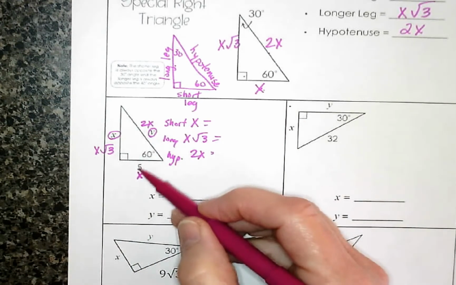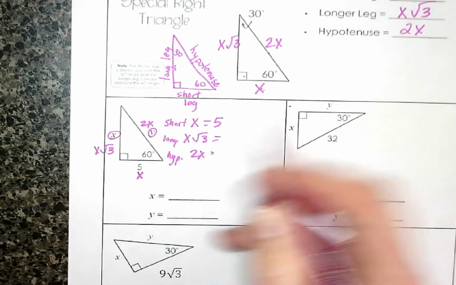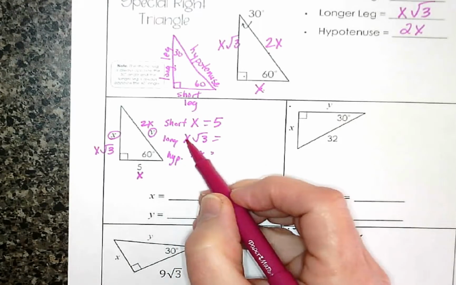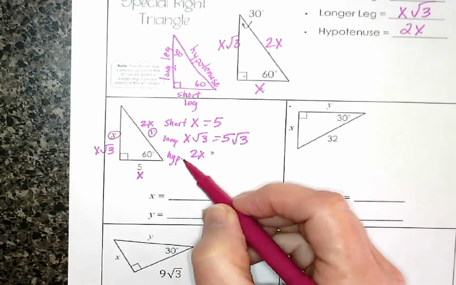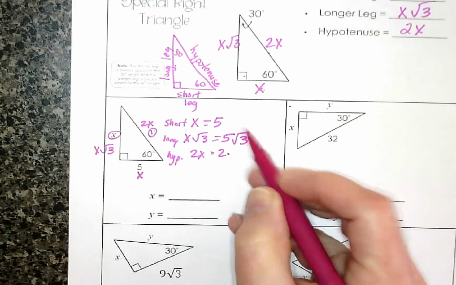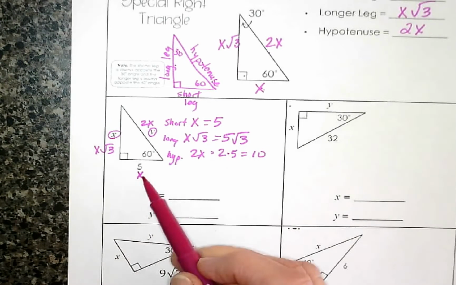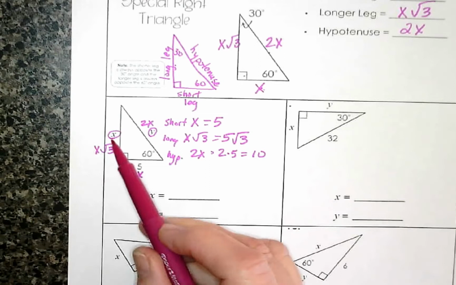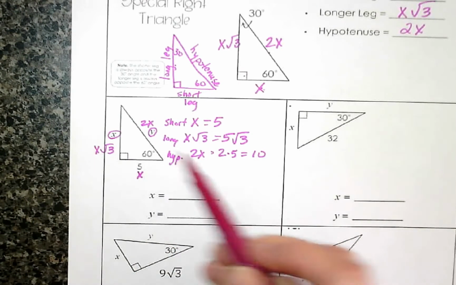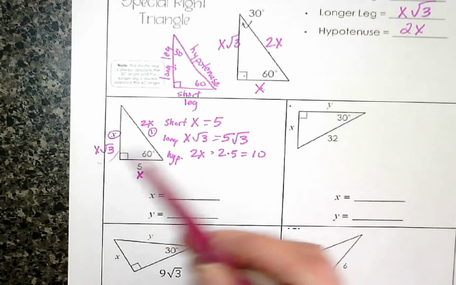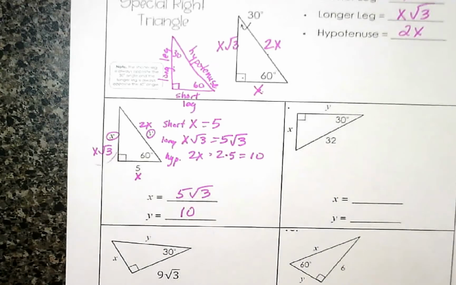So on this problem, I know x, which is 5, the short leg. I know to find the long leg, I take x times the square root of 3. So there's my second answer. And to find the hypotenuse, I take 2 times x. X is 5, which gives me 10. Okay, so x is 5. Again, be careful on this x. The x that I've written here is for the formulas, not for the answer here. So the long leg is going to be 5 square root 3, and the hypotenuse is going to be 10.